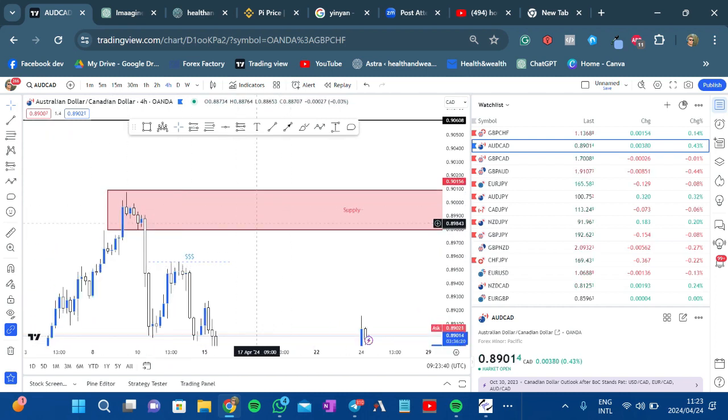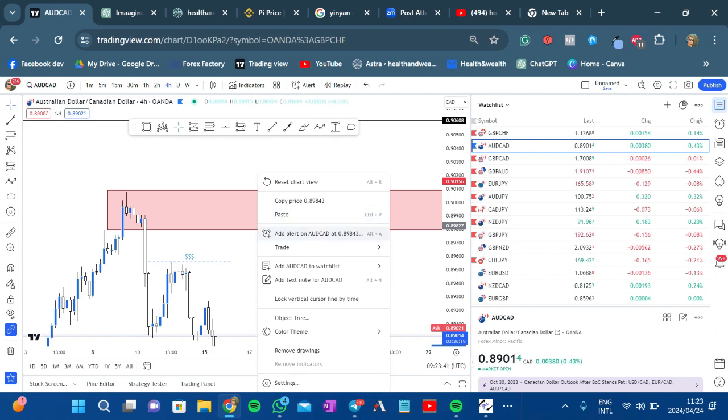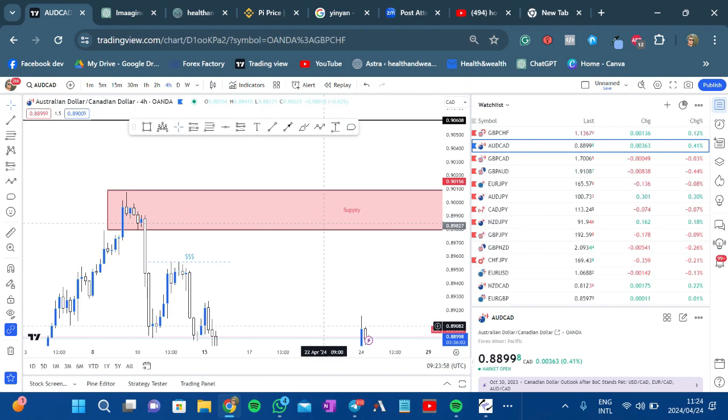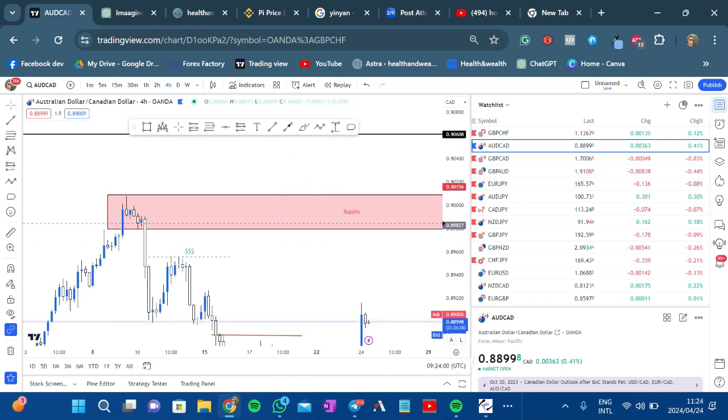So what I will do, therefore, is put an alert here, and then I'll tell myself, this is a type 1 4-hour sell zone. Okay. And I'll tell myself, cool. That's it now. You don't have to worry about it.